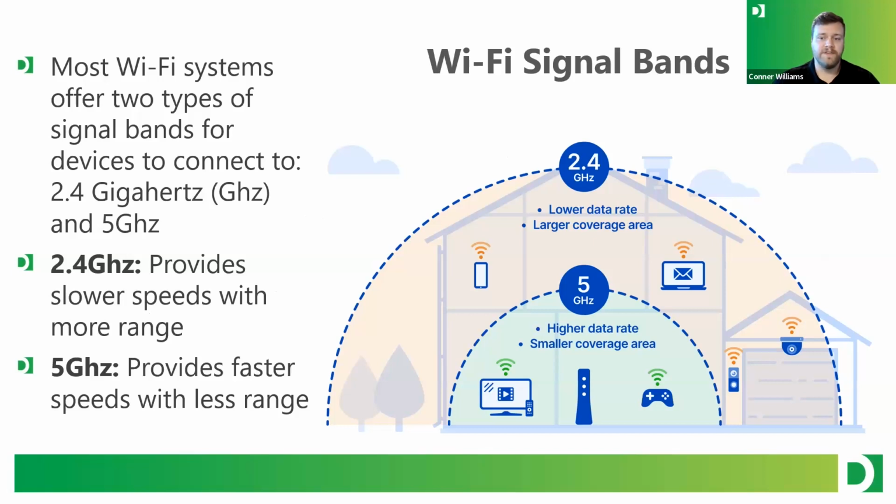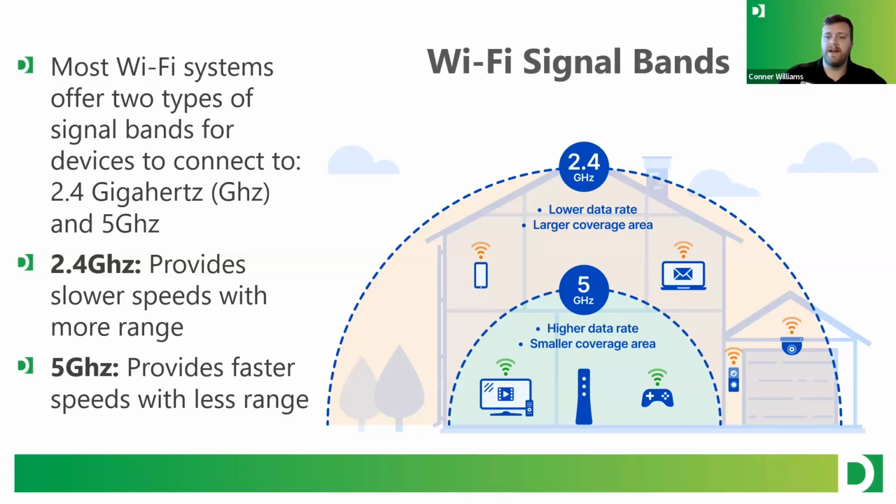I want to talk about the differences between these two signal bands and then why you might want to use one over the other. Now, real quick, this is not to be confused with the 5G networks that mobile providers use. 5 gigahertz is, again, a frequency used on dual band Wi-Fi routers that devices can connect to, while 5G simply means 5th generation, and it's associated with modern cellular networks and how mobile devices can access the internet, okay?